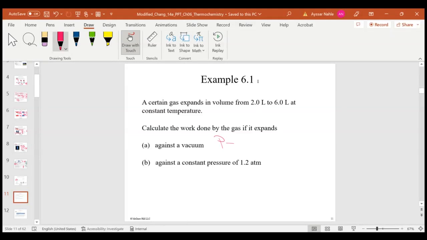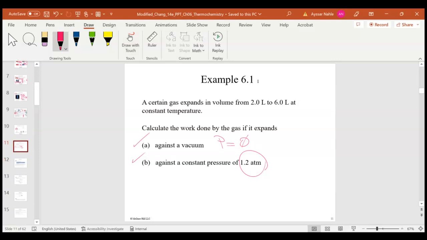What is a vacuum? It means the pressure is equal to how much? Zero. A vacuum has no pressure. Or against a constant pressure, then you have to do the calculation under two conditions. You put a pressure and the gas has to expand. How much work is it going to do in here? Now that's the pressure in here.